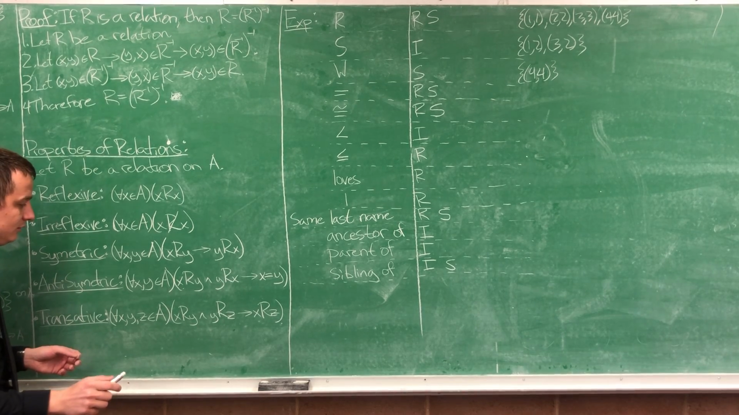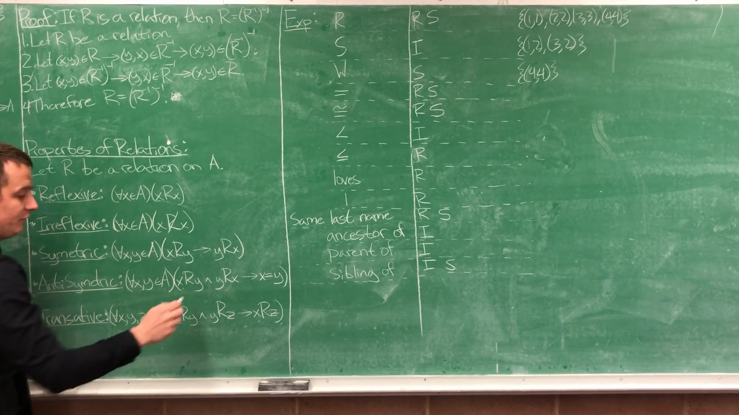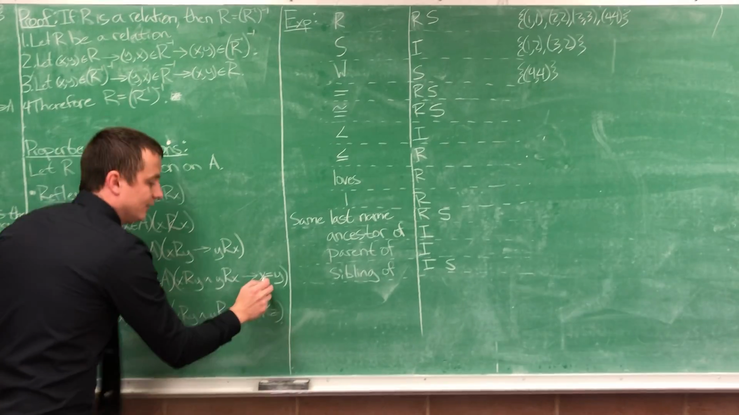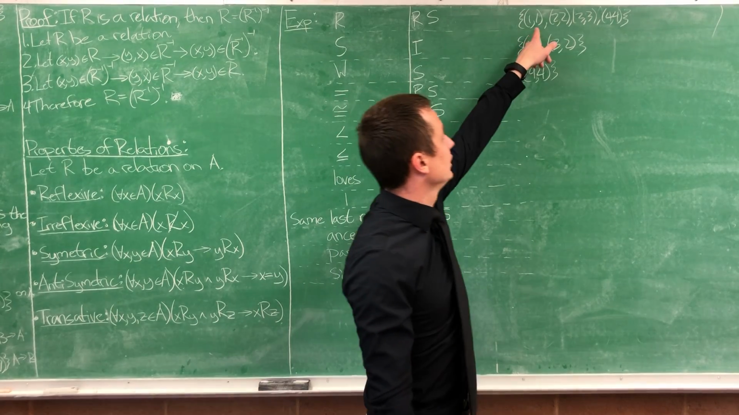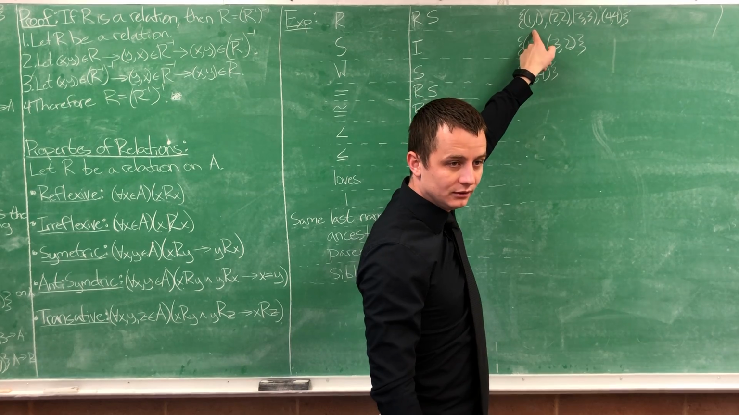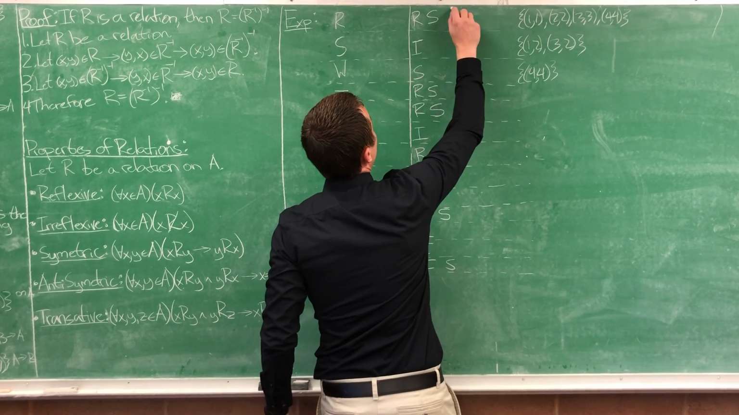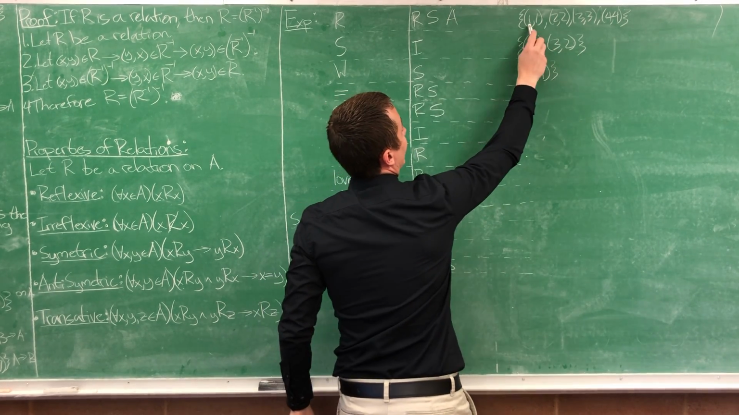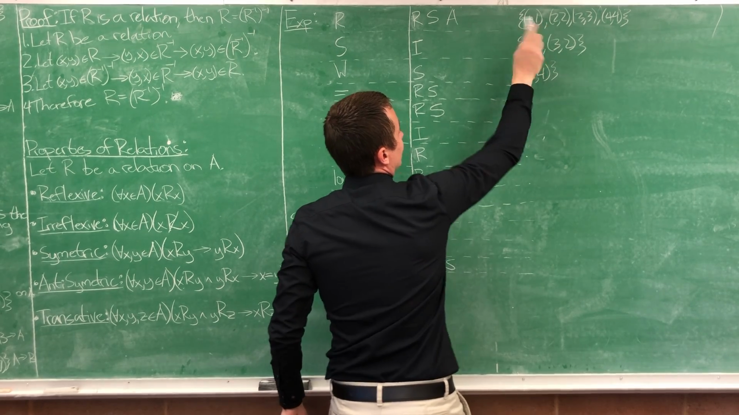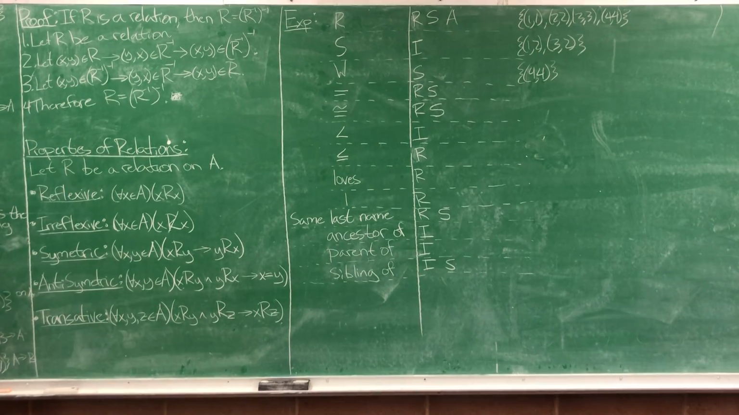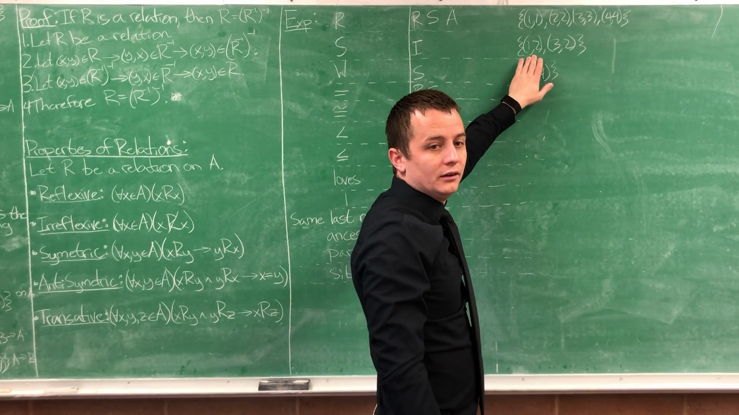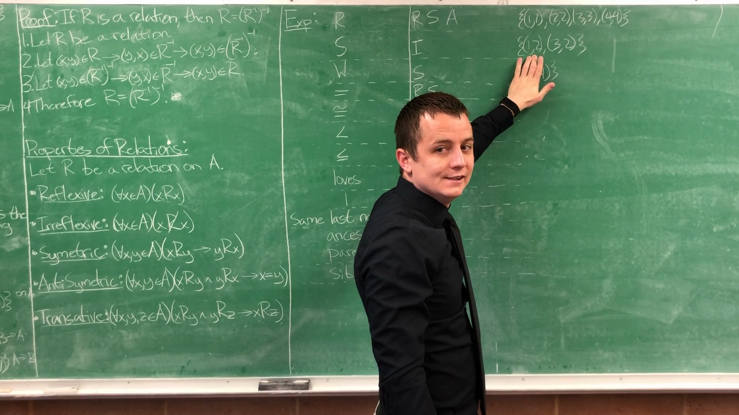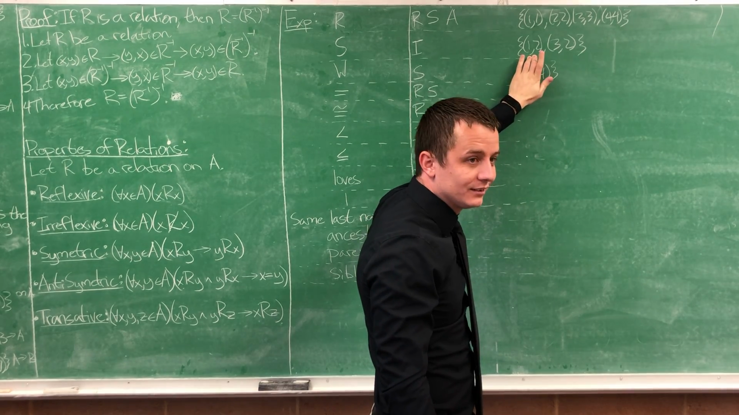Another way to say it: if x is related to y and y is related to x, then x is equal to y. Starting with the first set, is this set anti-symmetric? Yes. If you have x related to y and y related to x, then x and y are the same thing. Okay, next one. Is this anti-symmetric? No. Yes, it is. Hang on.